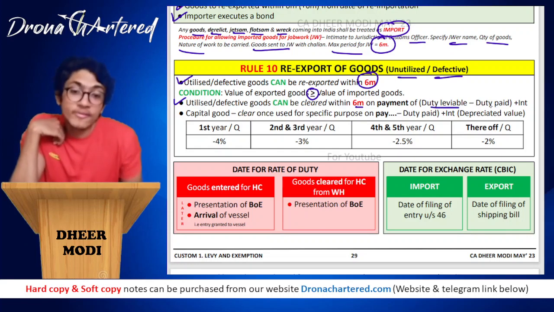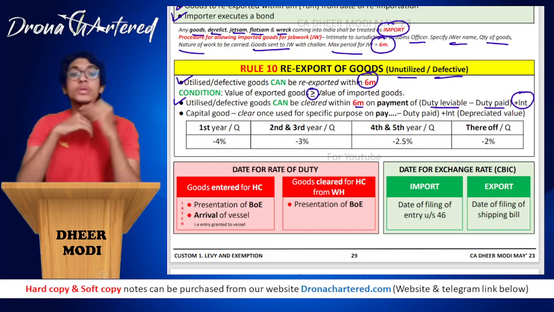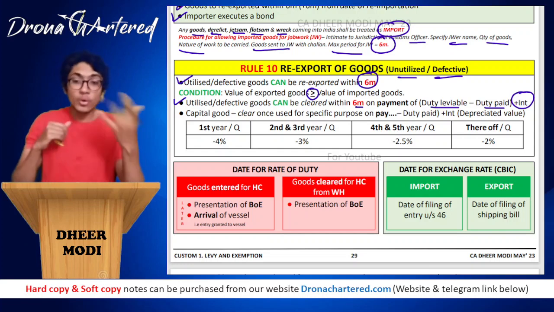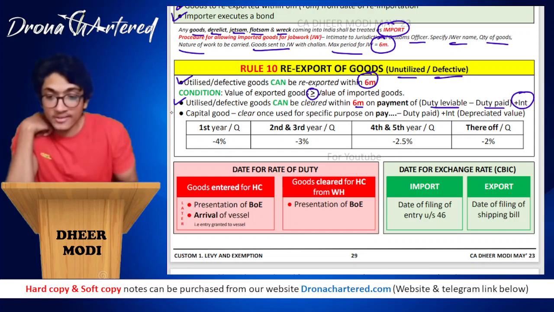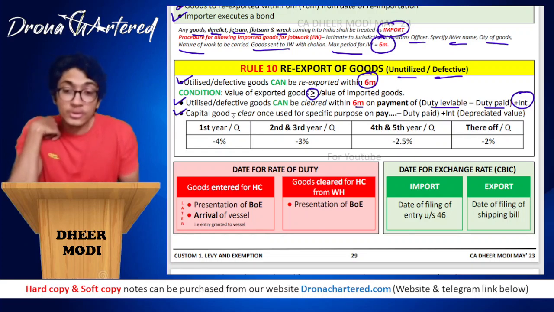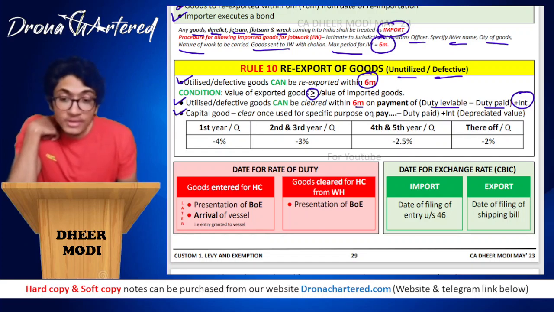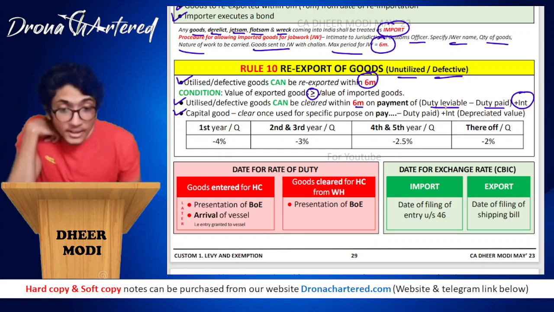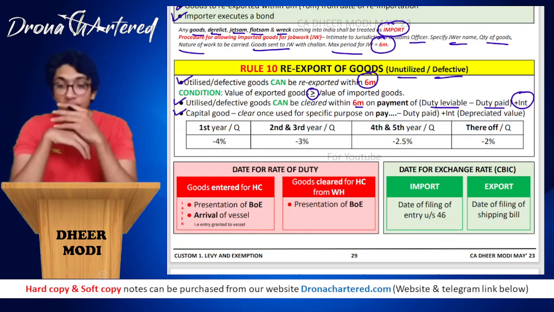That is your duty leviable minus duty paid plus any interest component. So what is the actual duty leviable minus the duty that you've already paid plus your interest amount. Next is capital goods, cleared ones used for a specific purpose. Of course it is the same over here: payment of duty leviable minus duty paid plus interest on your depreciated value.